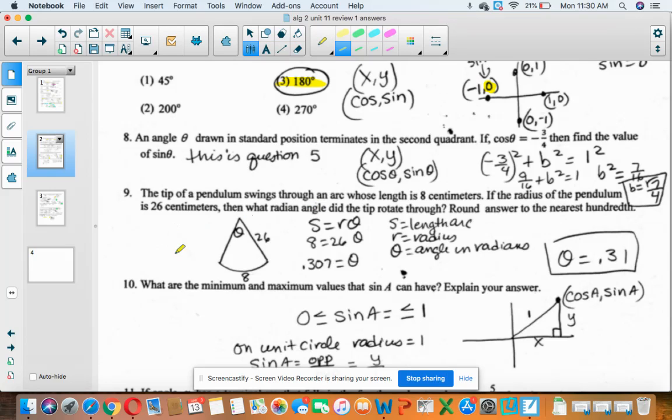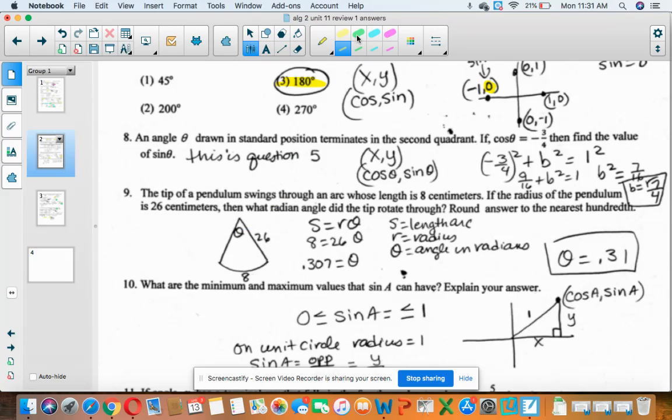Number 9, the tip of a pendulum. So this right here is the tip of a pendulum. It's swinging through an arc whose length is 8. So the length of this arc right here is 8. And the radius of the pendulum is 26 centimeters. So this radius is 26. I want to know what radian angle the tip rotated through, and round my answer to the nearest hundredth.